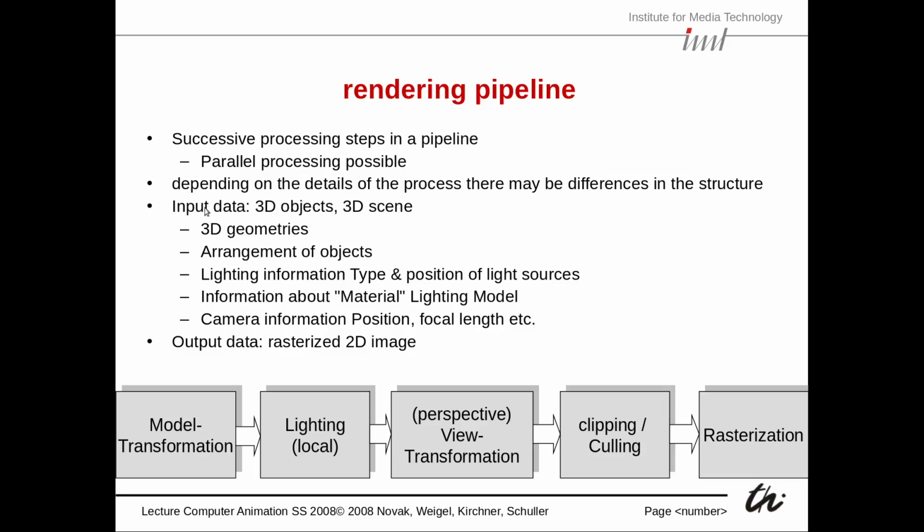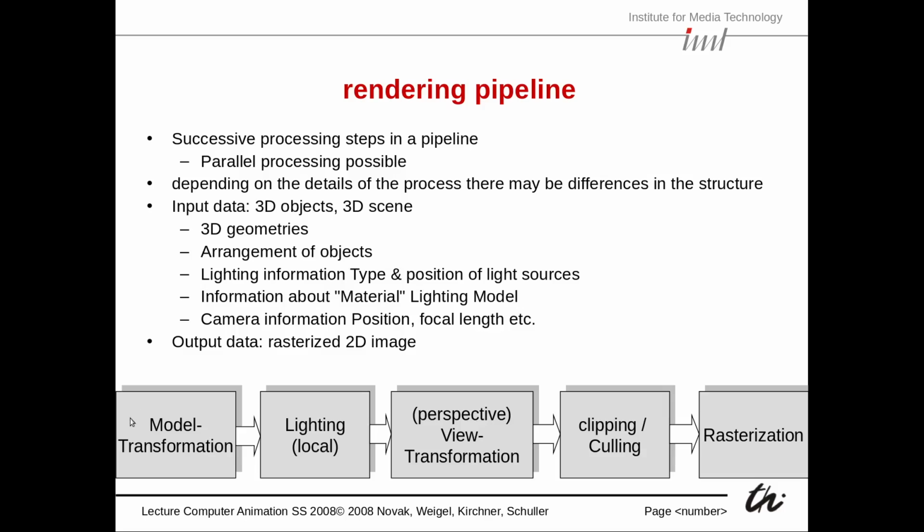And that means we have 3D geometries and an arrangement of objects in our scene. And we need lighting information, type and position of the light sources. And we need information about our virtual material. And for that we need a lighting model. And we also need to have camera information for our virtual camera, the position, focal length, and so on. And the final output data would be the rasterized 2D image. So this is what's then finally displayed on our display.